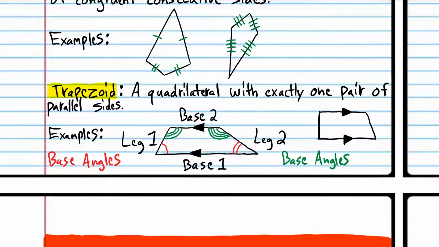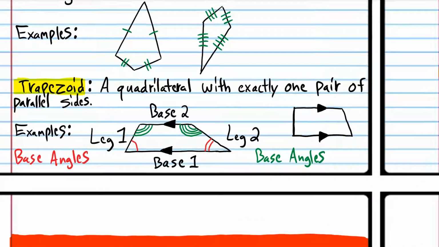Now, there's also trapezoids. That's a quadrilateral with one pair of parallel sides. Those parallel sides are called bases, and the other sides are called legs. And these two angles, because they're touching this bottom base, would be the base angles for this base, which I called base 1. And these two angles would be the base angles for base 2. I color-coordinated that. And it doesn't really matter which side you call base 1 or base 2 or leg 1 or leg 2.